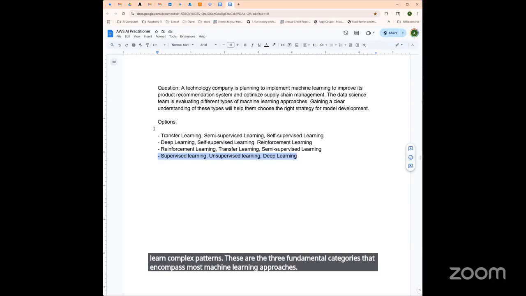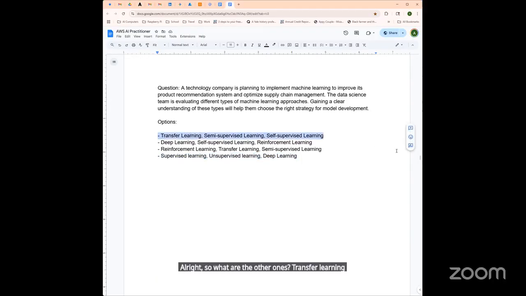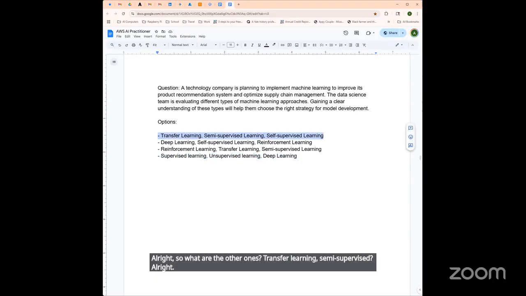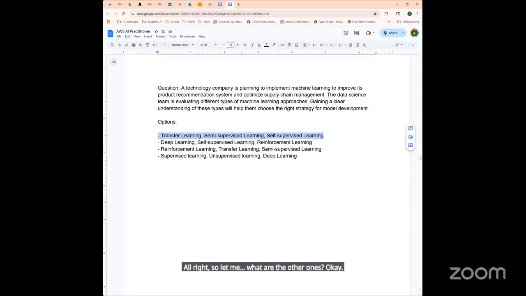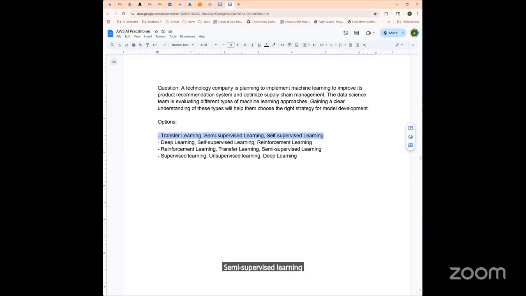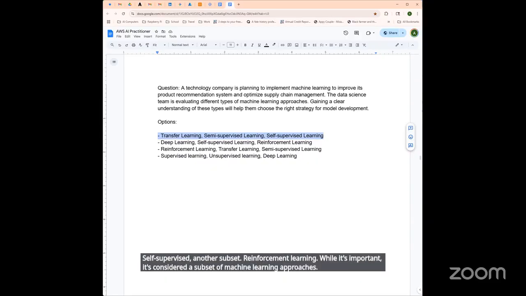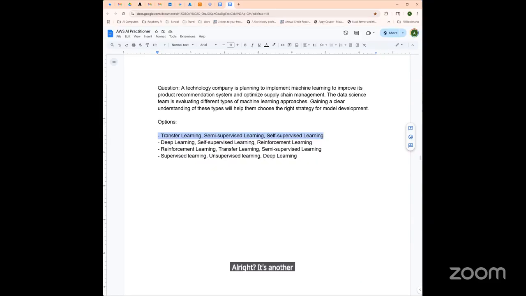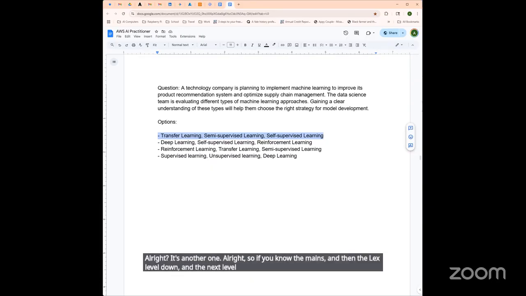So what are the other ones? Transfer learning is a technique that uses pre-trained models, not a main type. It's a subtype. Semi-supervised learning combines supervised and unsupervised approaches, not a main type. Self-supervised is another subset. Reinforcement learning, while it's important, is considered a subset of machine learning approaches. If you know the mains and then the next level down and the next level down, then you'll be a lot better for it.